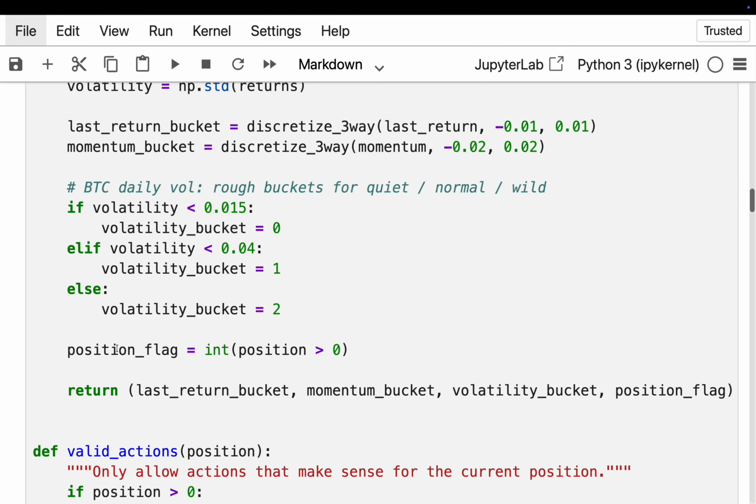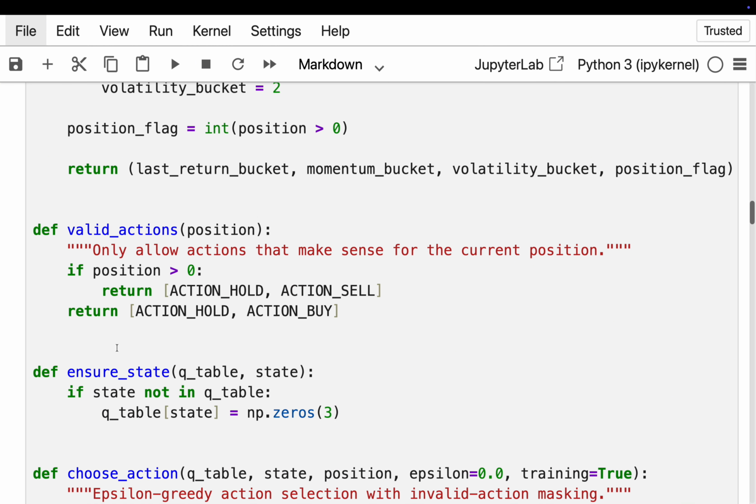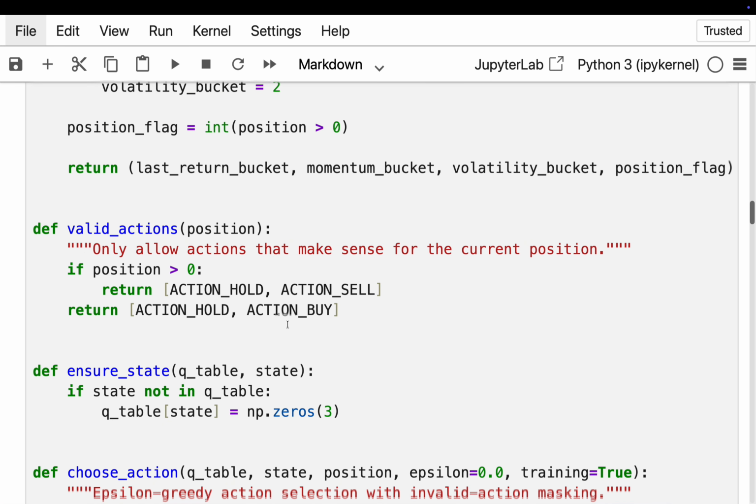We also define valid actions. If the agent is already long, it can only hold or sell. If it is flat, it can only hold or buy. This sounds obvious, but the first version of this notebook did not enforce it, and the agent spent most of its time doing nothing as a result.